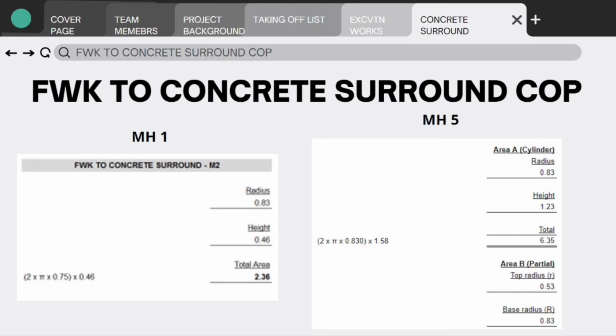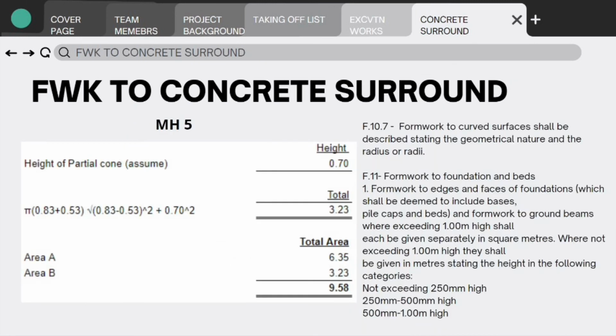Then we have to calculate the area B, which is the partial cone area. The top radius is 0.53. The base radius is 0.83. The height is 0.70, which we assume. We have used the partial cone formula to get the total of area B, which is 3.23. The total area for formwork of concrete surround is area A plus area B, which is 6.35 plus 3.23 to get 9.58.